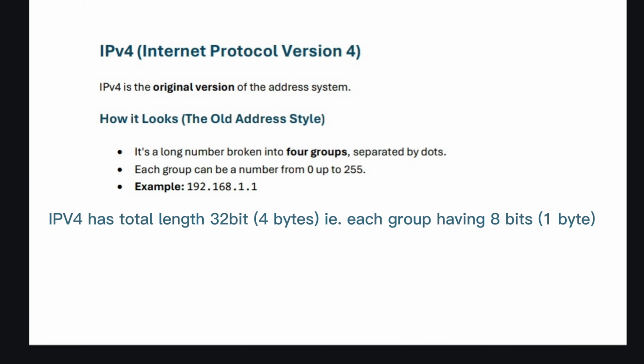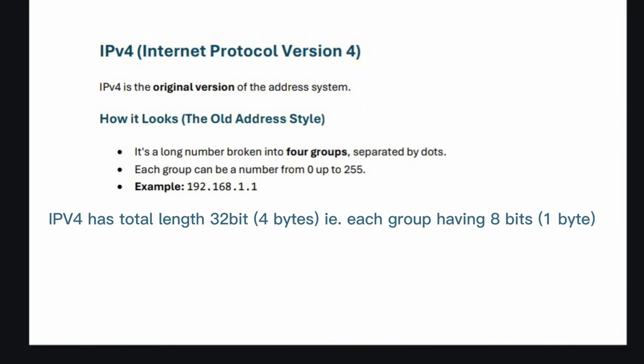IPv4, or Internet Protocol version 4, is the original version of the IP address system. It has numbers broken into 4 groups separated by dots. For example, 192.168.1.1. Each of the numbers, like 192 and 168, can range from 0 up to 255, and so on, then 1 point 1. So that is Internet Protocol version 4.